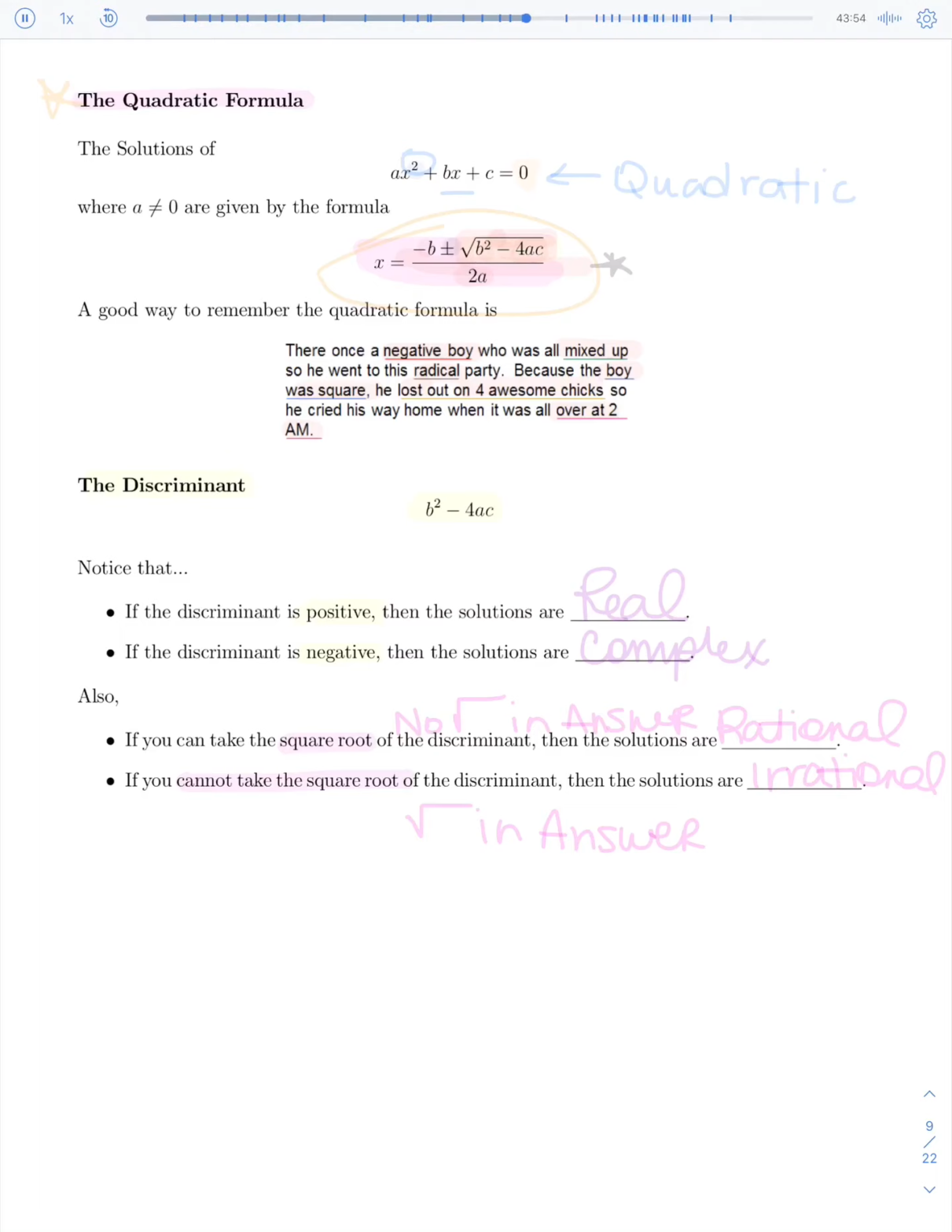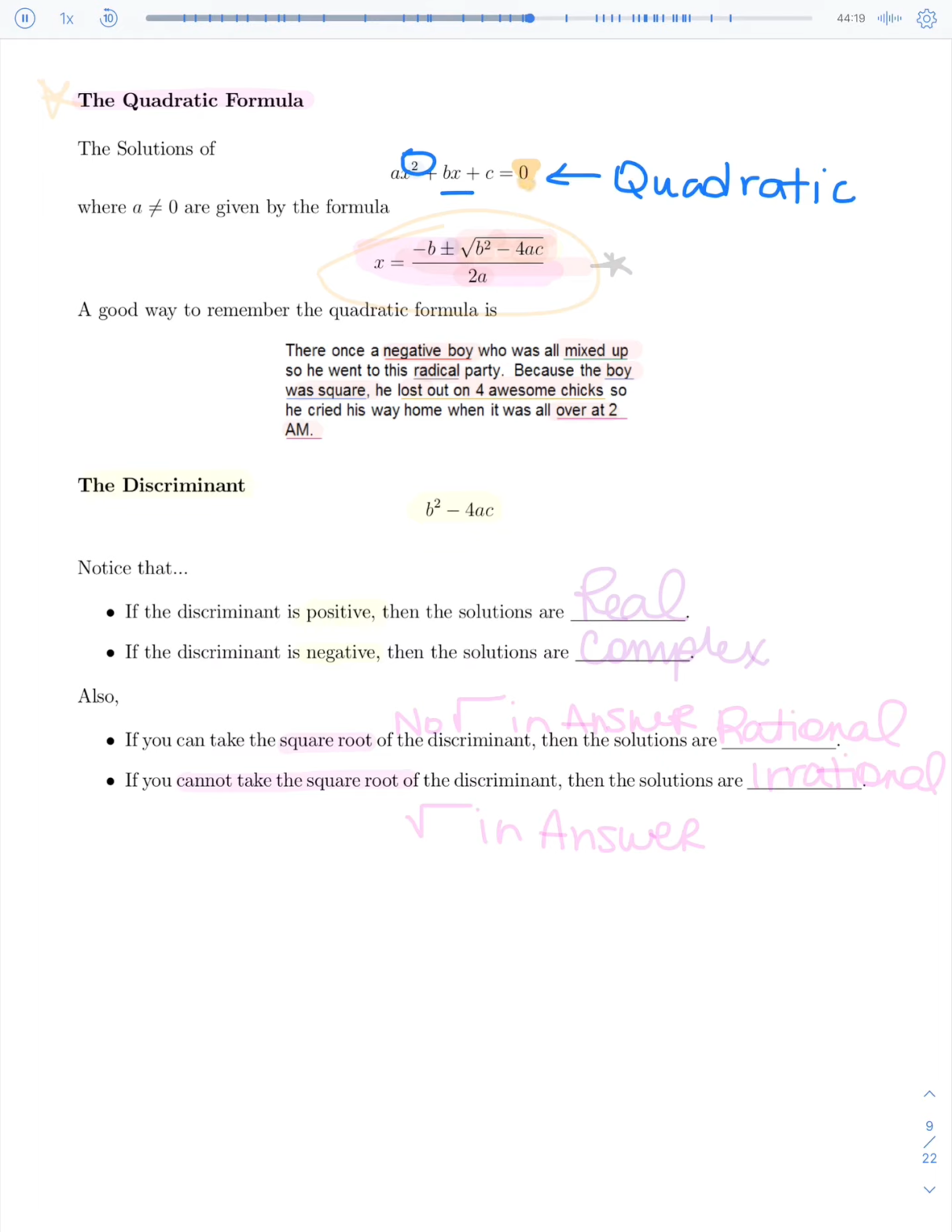The topic is the quadratic formula. Basically, we try to use the quadratic formula whenever we cannot factor a quadratic equation. So here we're going to have a quadratic equation. And again, when it's quadratic, we're talking about something that's got an x squared in it and an x term. We want it to equal 0 on one side.